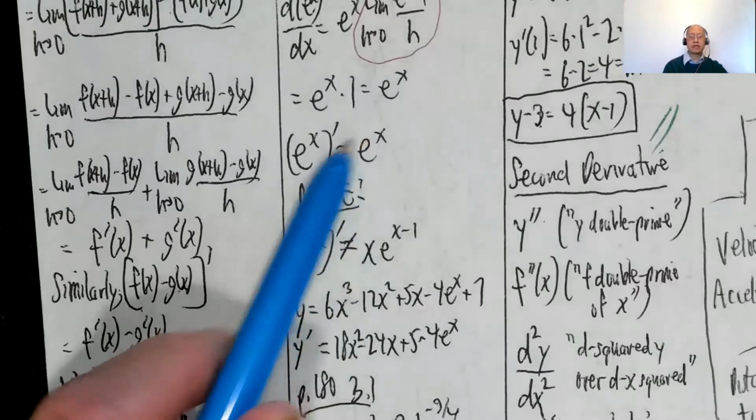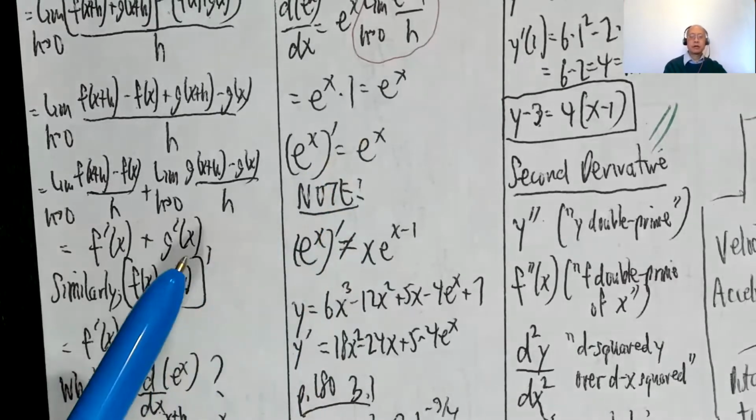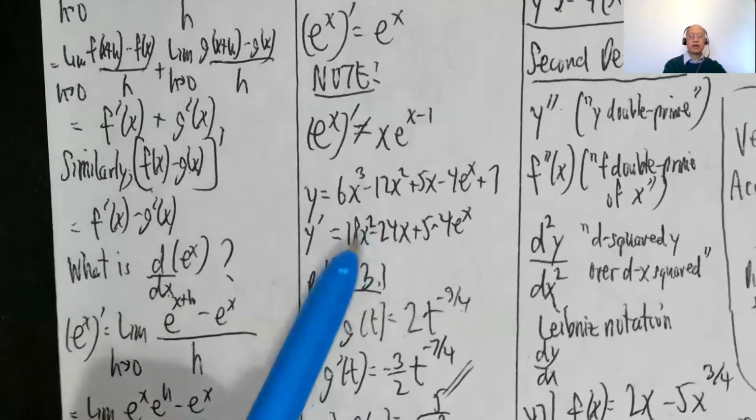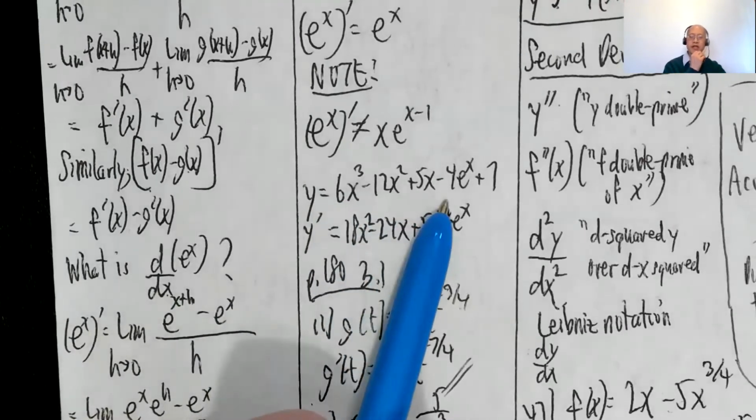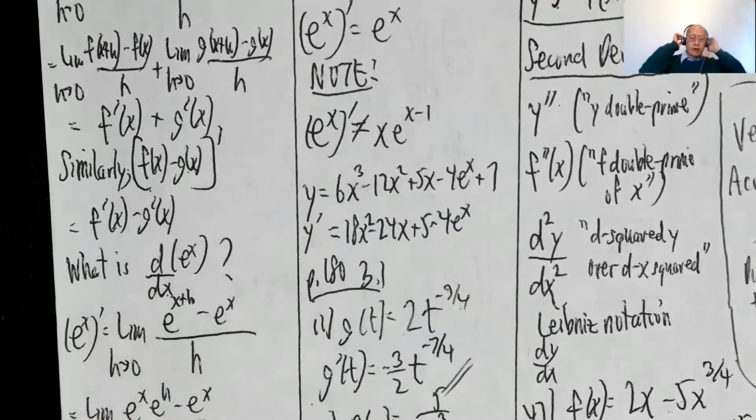Okay, some people think it's the power root. It isn't. Okay, so here's a made up function. y is 6x cubed minus 12x squared plus 5x minus 4e to the x plus 7. What's the derivative of the whole thing?